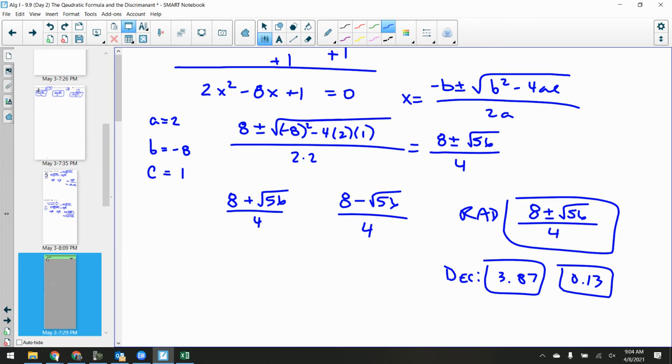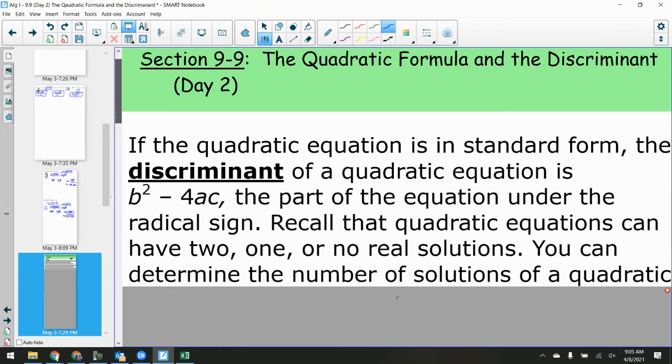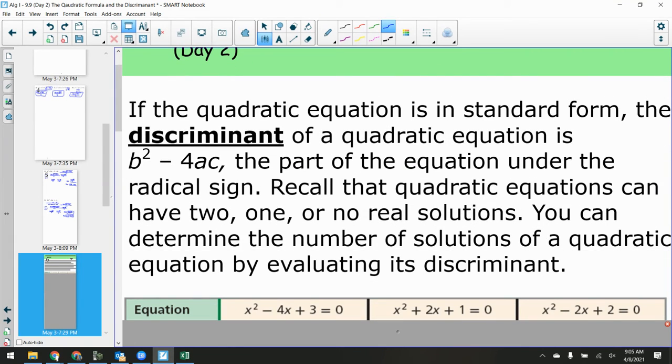So we just have to figure out whether it turns out negative, positive, or 0, and what the implications of that are. The discriminant is basically just the piece inside the radical, the b squared minus 4ac. That is the discriminant. The thing underneath the radical is what's called the discriminant.